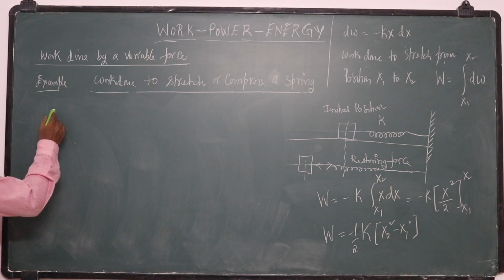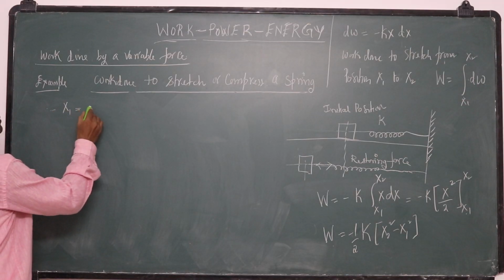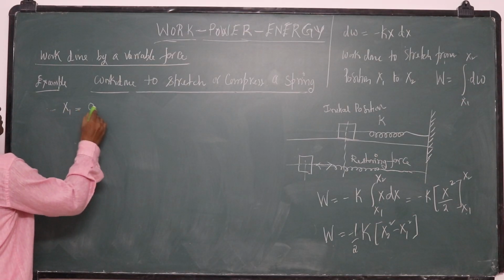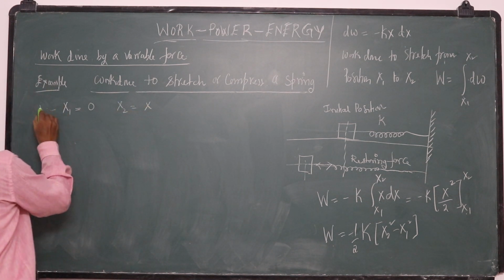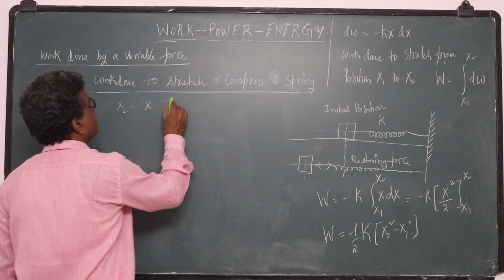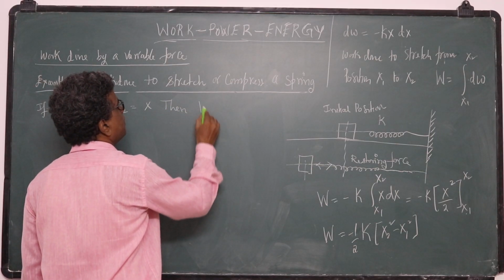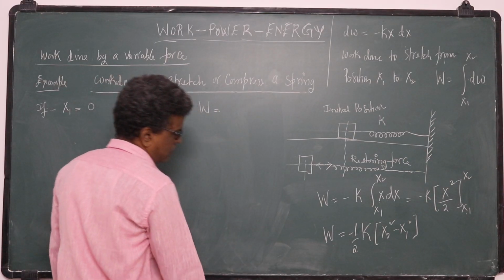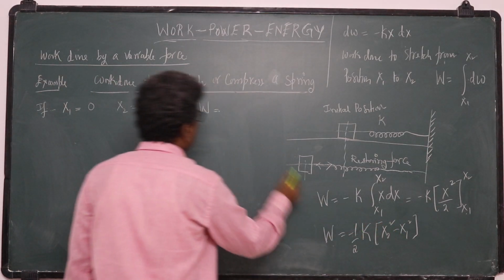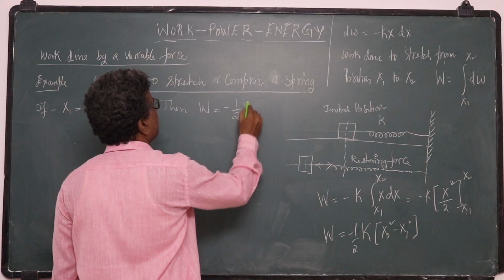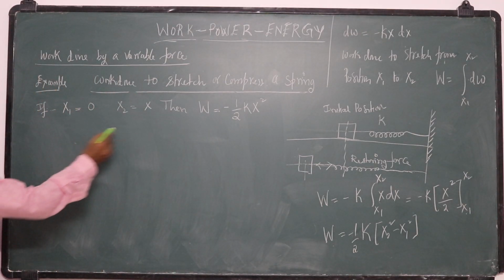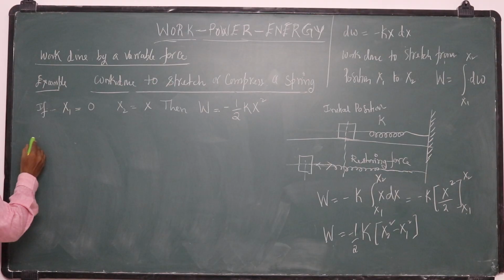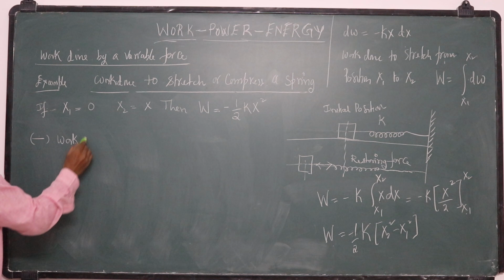Suppose x1 is equal to 0, x2 is equal to x. Then what you will get? Then work done by the spring force, x1 you put 0, x2 you can write, is minus half k x square. Okay, actually this negative work done by the spring force is stored in the form of potential energy.